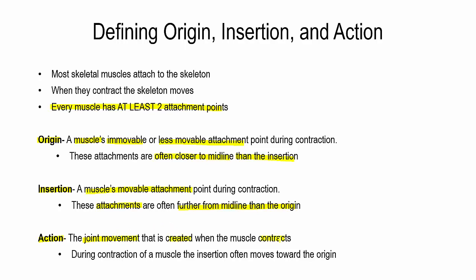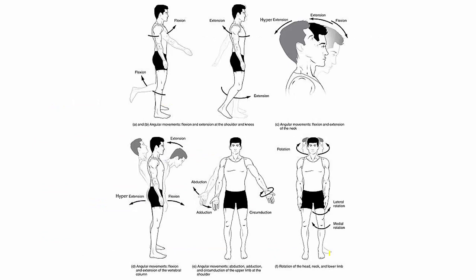Okay, and when muscles contract, when they shorten, during a contraction, the muscle insertion often moves toward the origin. And you're going to see this as we work through some of these muscles. These are some examples of different types of contractions. These are examples of different types of joint movements when a skeletal muscle contracts.